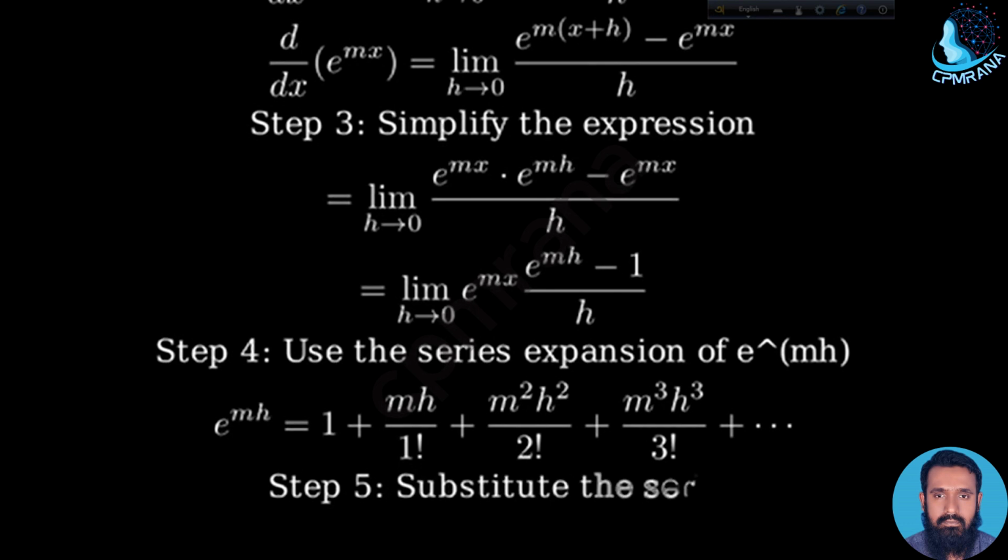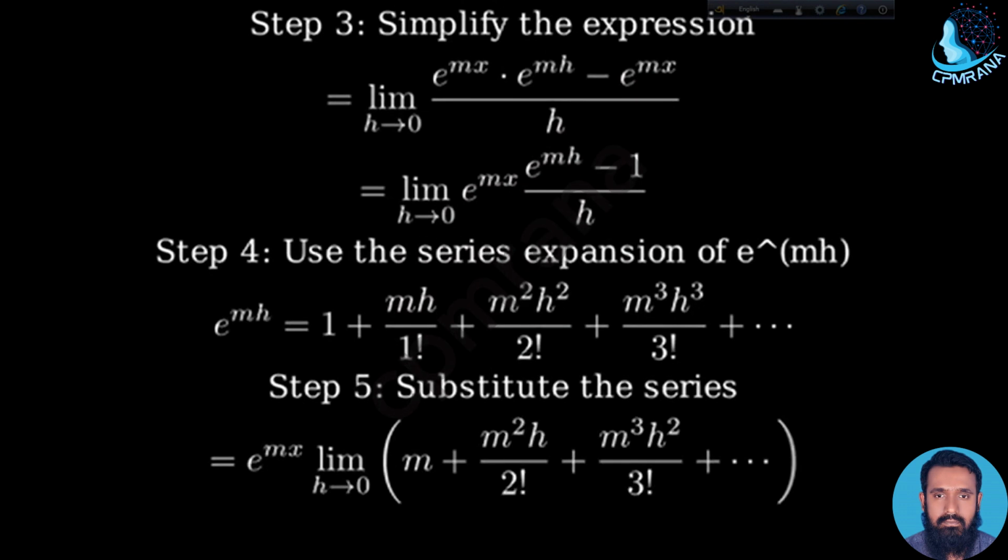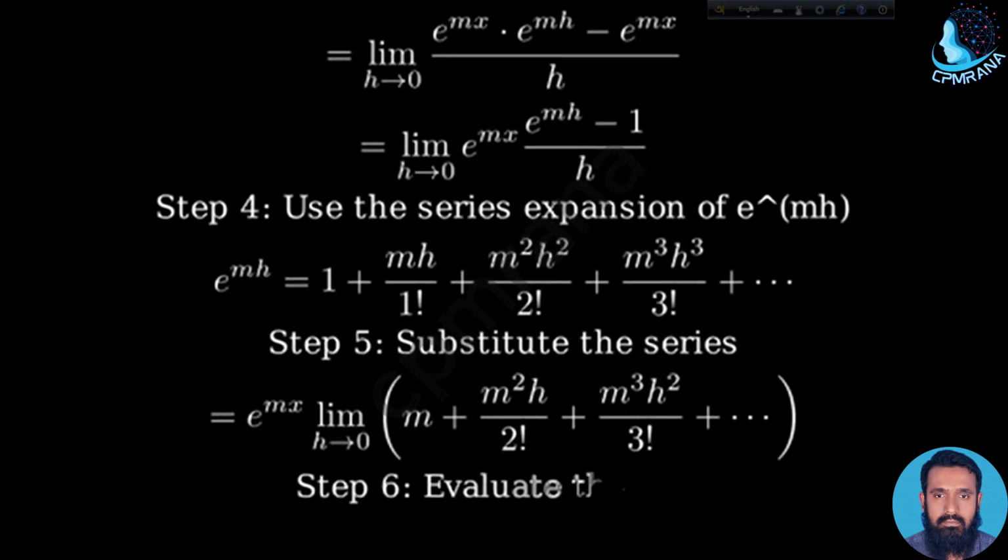Step 5. Let's substitute this series into our limit. When we subtract 1 and divide by h, we get e to the power of mx times the limit as h approaches 0 of m plus m squared h over 2 factorial plus m cubed h squared over 3 factorial, and so on.